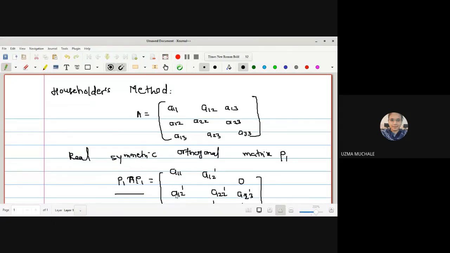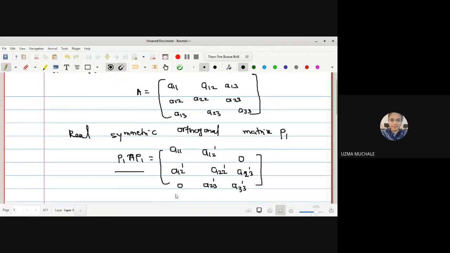We have to find one symmetric orthogonal matrix. What do you mean by symmetric orthogonal? No doubt you can see it is a symmetric matrix, where these two values A12 prime are equal, and these two values A23 are equal. And what do you mean by an orthogonal matrix? Can anyone tell me the definition of an orthogonal matrix?